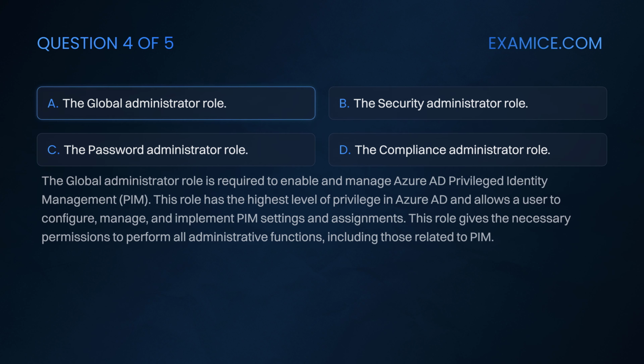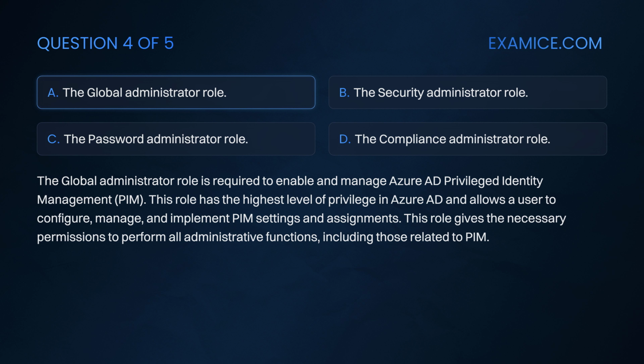The Global Administrator role is required to enable and manage Azure AD Privileged Identity Management. This role has the highest level of privilege in Azure AD and allows a user to configure, manage, and implement PIM settings and assignments. This role gives the necessary permissions to perform all administrative functions, including those related to PIM.